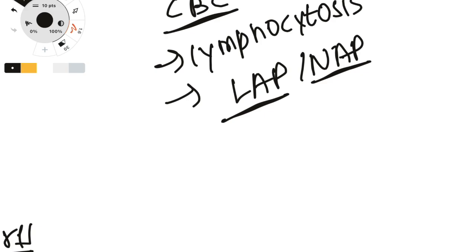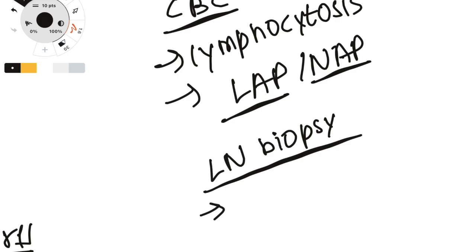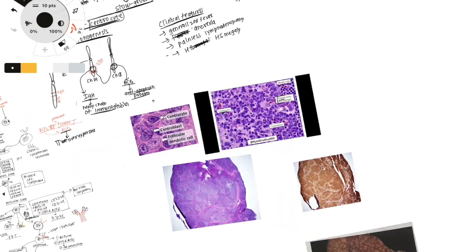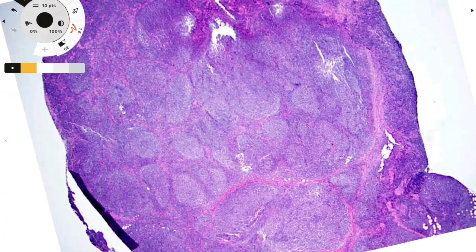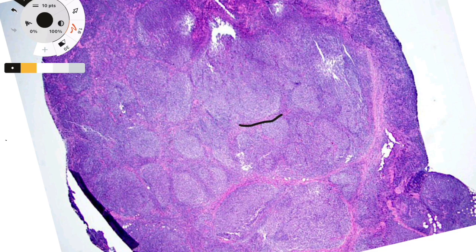Now if we do the lymph node biopsy, not an aspiration biopsy, we get something very distinctive. You can see the follicles here, they're so crowded. If I make this out one follicle and this follicle, just see the distance here. It's minimal. It's like they have submerged into one another.